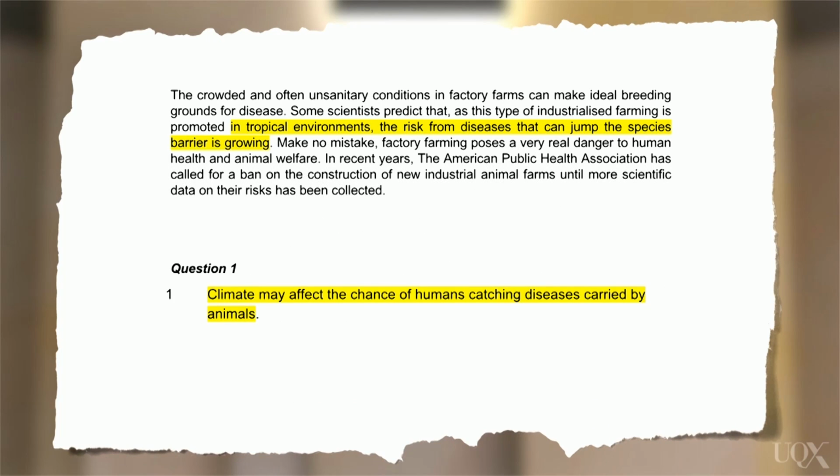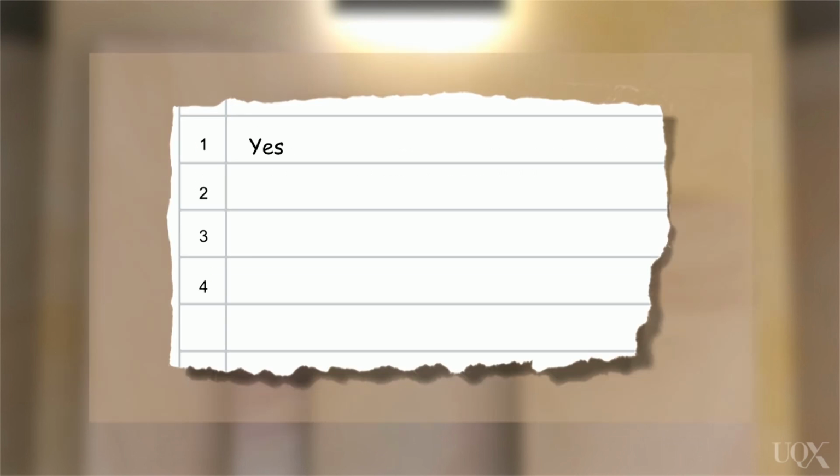So now we can go back to the question and compare it with the text in more detail. The statement says that the climate may affect humans' chances of catching diseases from animals. So we can say that the answer is yes, because this statement agrees with the view expressed by the writer. Note the paraphrase used here. Instead of talking about humans catching diseases carried by animals, the text uses the expression to jump the species barrier, which has the same meaning. So the answer is yes, because the statement agrees with the view expressed by the writer in the text.